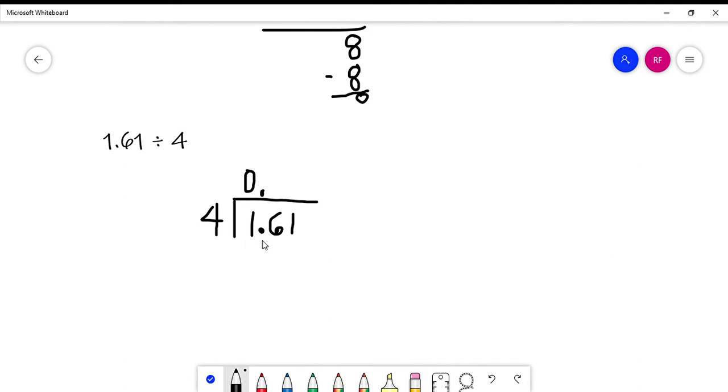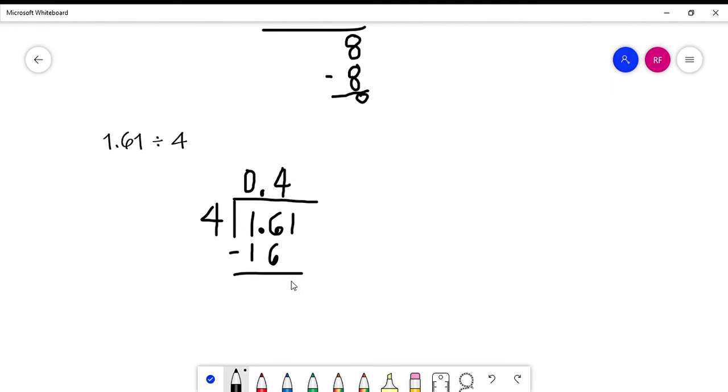And then take the other digit. So the number now is 16. Like I said, ignore the decimal point here. So this becomes 16 divided by 4, that would be 4. Then multiply 4 times 4, 16. Then subtract. 16 minus 16 is 0. So we don't need to write 0 here.